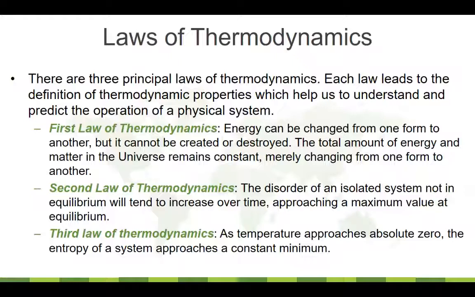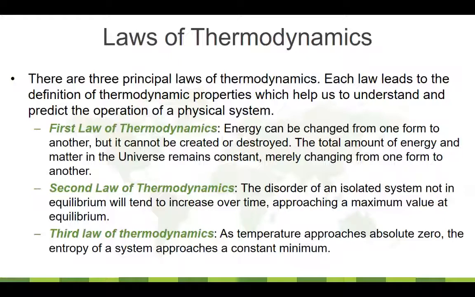Second law of thermodynamics. The disorder of a system, an isolated system not in equilibrium, will tend to increase over time, approaching a maximum value at equilibrium. Now, we talk about this a lot in astronomy or astrophysics. When we start looking at the potential ends of the universe, we talk about the big chill, the big crunch, the big rip. If you have questions about these, please feel free to reach out and we can talk about how this relates to the second law of thermodynamics.